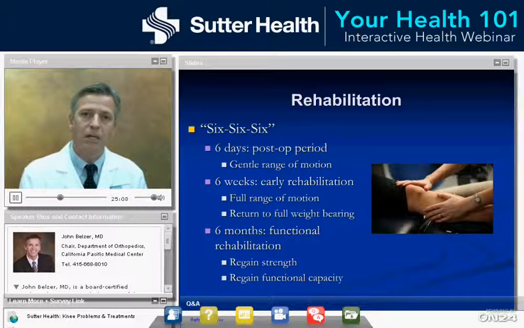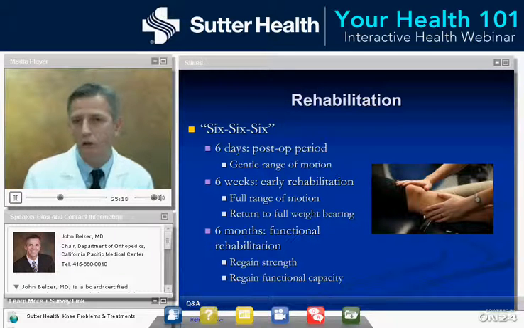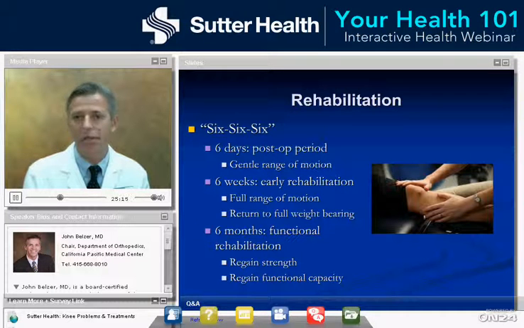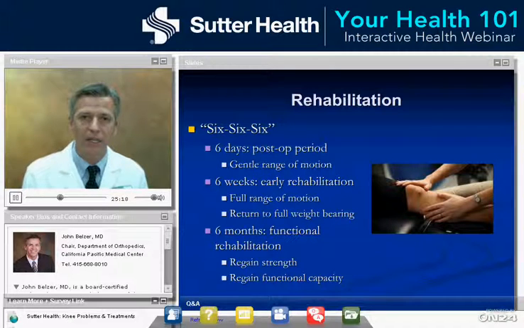The next 6 weeks is called early rehabilitation. What this means is at the end of the first 6 days, you still have a painful and swollen knee, but your pain is now tolerable. We're going to take that knee, have a physical therapist work with you to regain your full range of motion, get off the crutches, be able to weight bear, have very little pain. So by the end of this 6 weeks, your knee will function relatively normal in day-to-day activities, walking, driving, things like that.